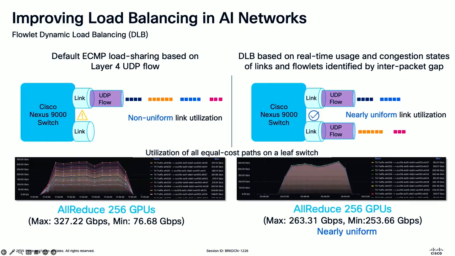So you see the graph on the left, and compared to the graph on the right, the links become nearly uniform. Not perfectly uniform, but nearly uniform.